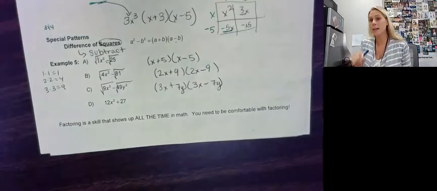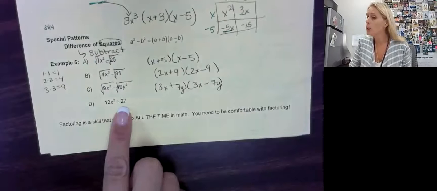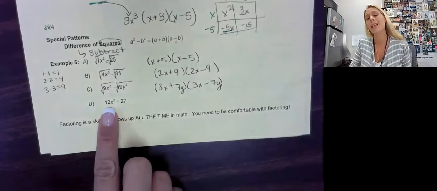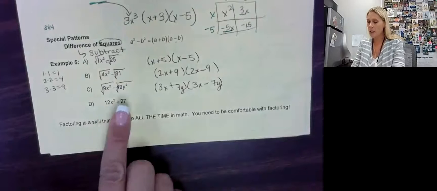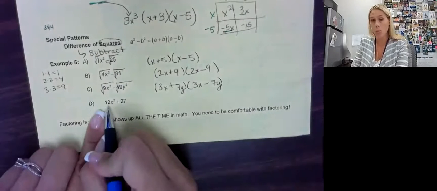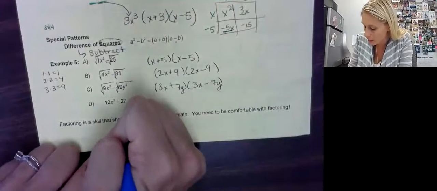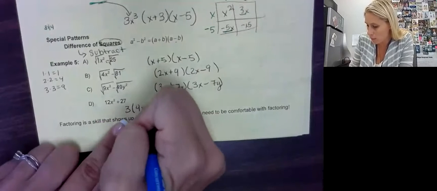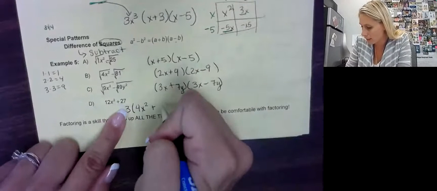Okay, this is a big hint right here. What's wrong with this right here? Not subtraction, which means we can't do difference of squares. But if you look at this, we could still factor something out. They have something in common. There is a greatest common factor. What is common between 12 and 27? Hopefully you can say 3. So 3 times, and it's leaving us with 4x squared plus 27 divided by 3 is 9.